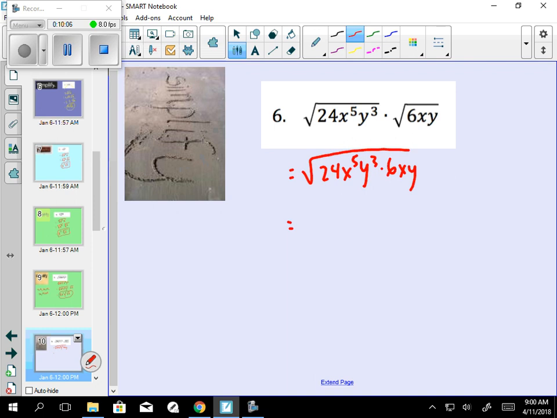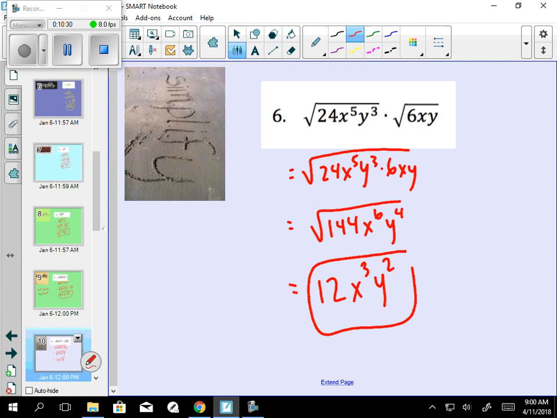So if you take 24 times 6, you get 144. X to the fifth and x to the first, we add their exponents, so x to the sixth. Y to the third and y, add their exponents, you get y to the fourth. Now simplifying this, 144 is actually one of our perfect squares, so that's 12. Square root of x to the sixth is x cubed. Square root of y to the fourth would be y squared. Simplified answer.